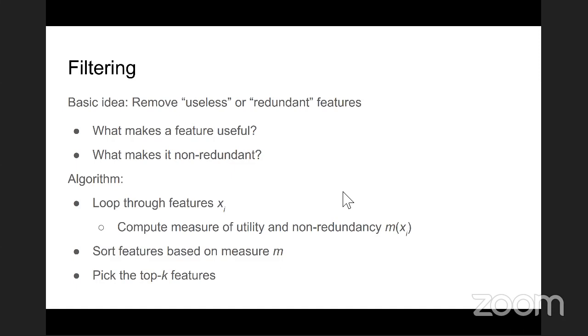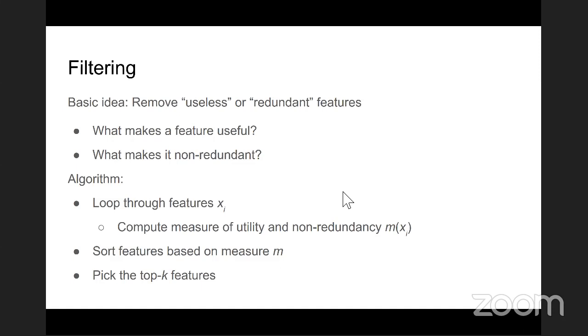Similarly with features, let's say you have one feature that is a combination of two other features. Let's say x3 is x1 plus x2. In some ways, the information in x3 is already contained in x1 and x2. So x3 is a redundant feature. So what makes a feature non-redundant, and what makes a feature useful? That's what we want to define slightly more formally.